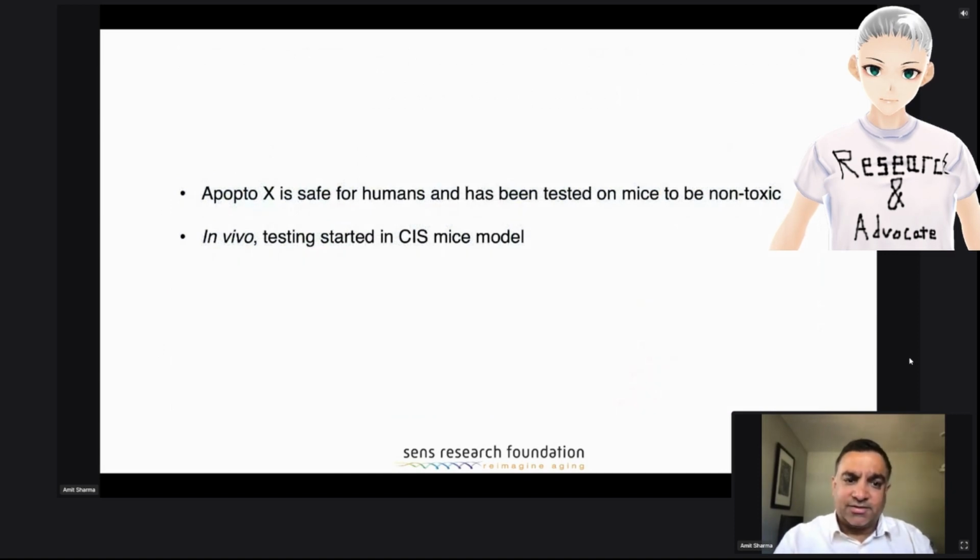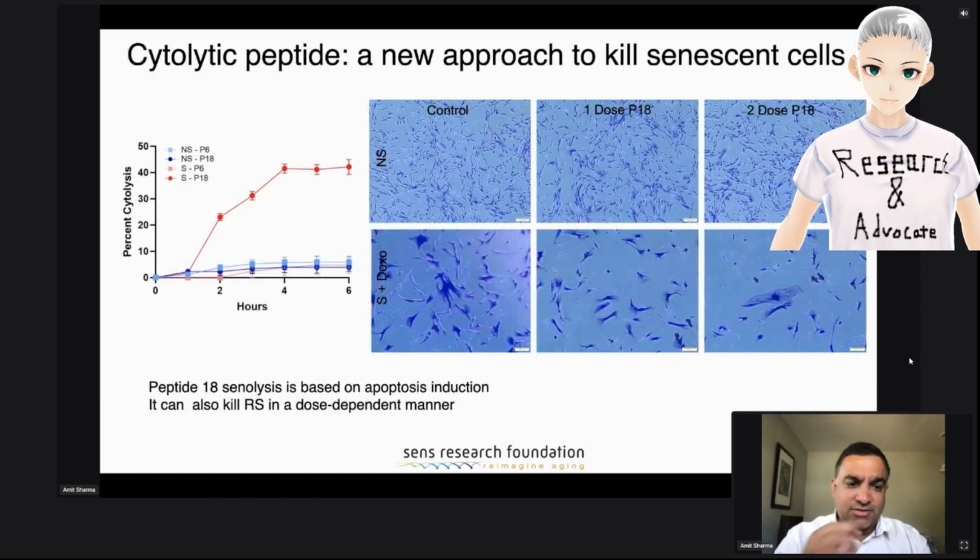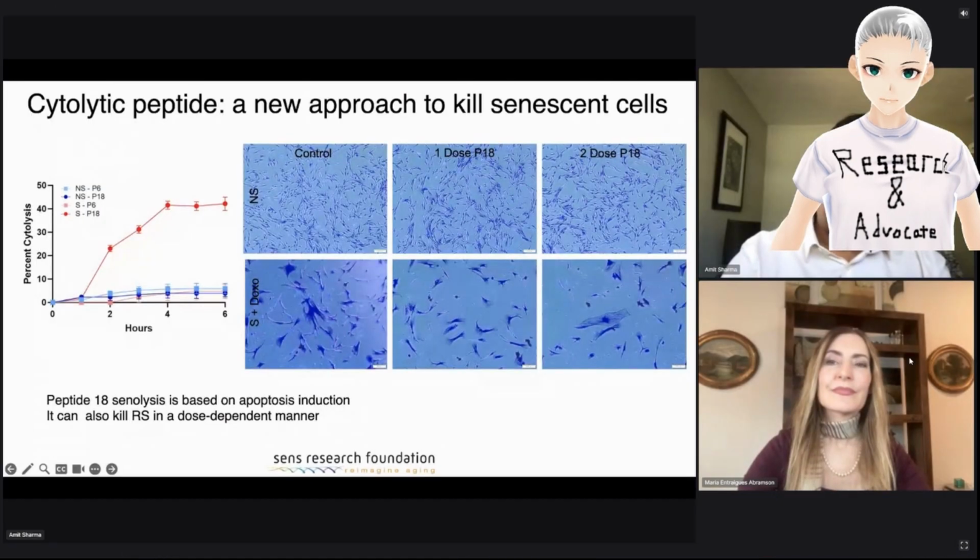And that is currently being tested in vivo. We will have those results coming up pretty soon. And this is quickly about a cytotoxic peptide that we've identified. So in addition to peptide 6, we found another peptide, peptide 18, which when cultured with senescent cells can kill them.